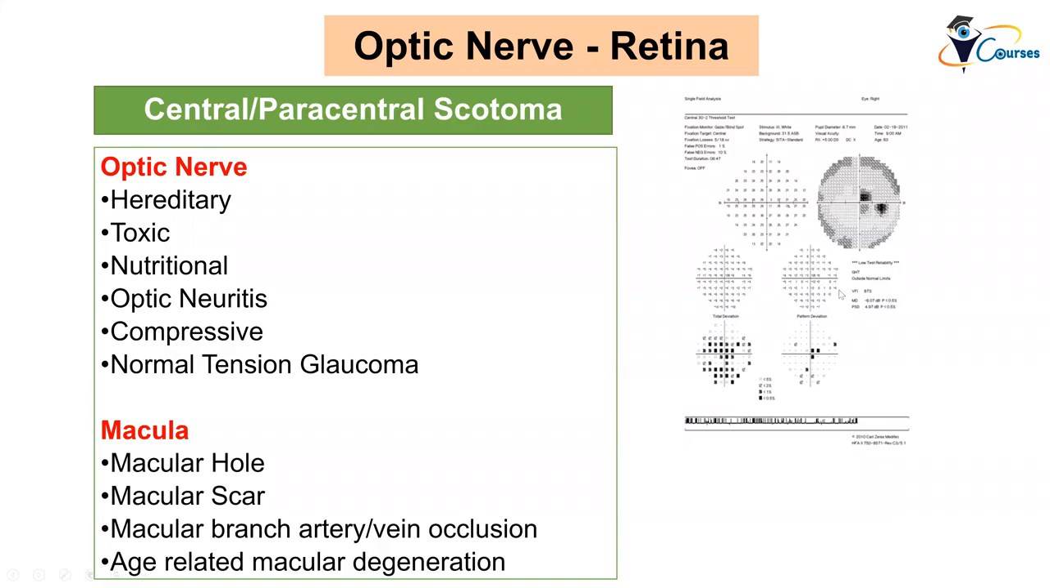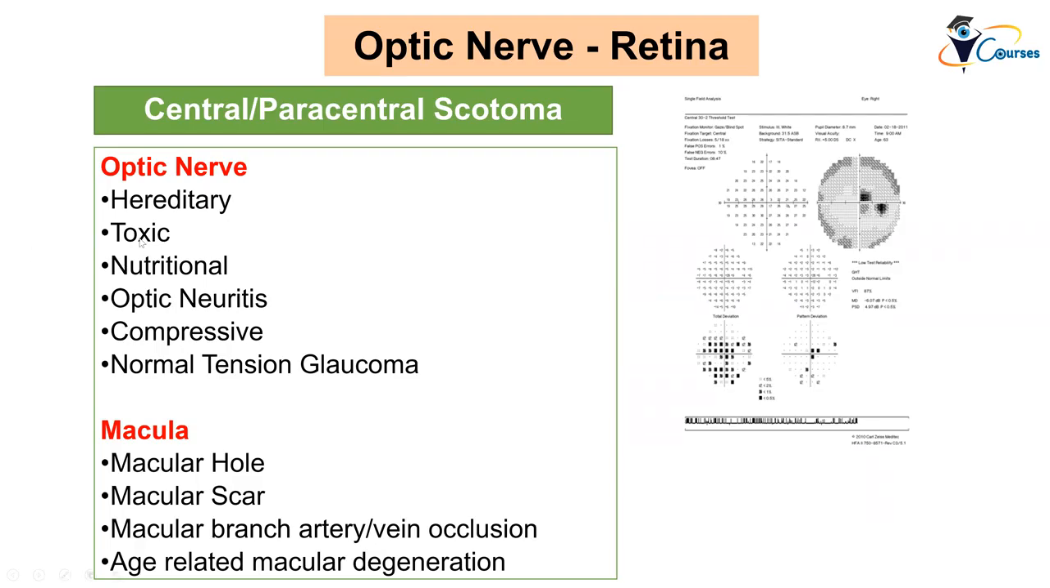So what could cause this problem? It could be a lesion in the optic nerve or a lesion of the macula. For the optic nerve, most lesions can cause this central or paracentral scotoma. If the patient has hereditary optic neuropathies, such as Leber hereditary optic neuropathy or dominant optic atrophy, all those patients can present with hereditary optic neuropathy and central or paracentral scotoma.